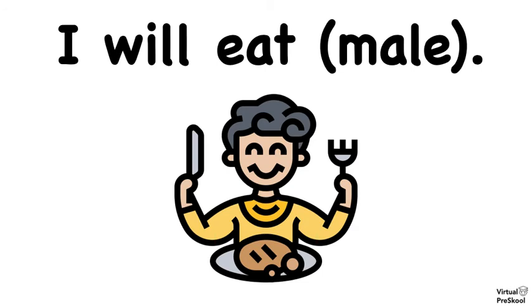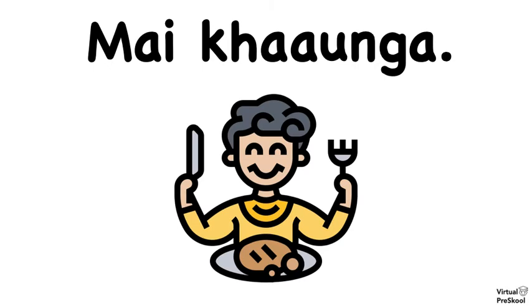Let's start with I will eat for a male. Before I show you the answer, take a stab at it and say your answer out loud. Okay, let's take a look. Main khaaunga. Remember those endings from the slide we just went through? Now it should be kind of coming together.